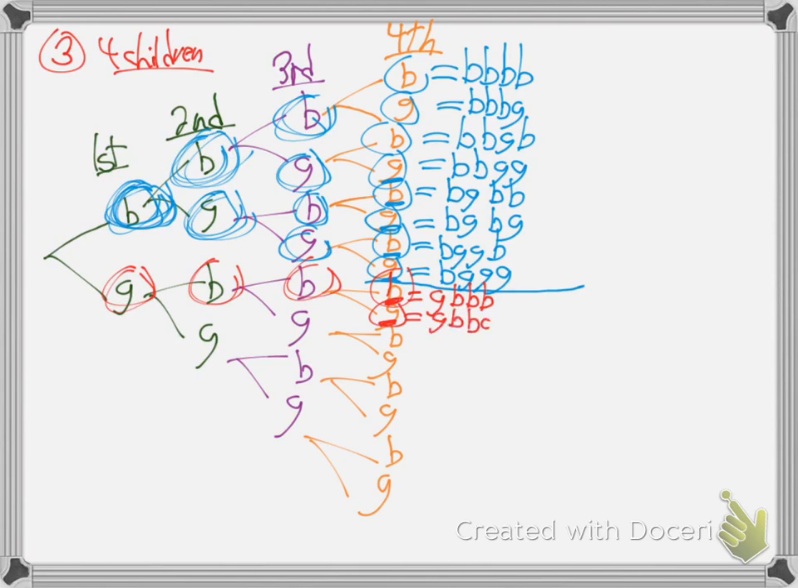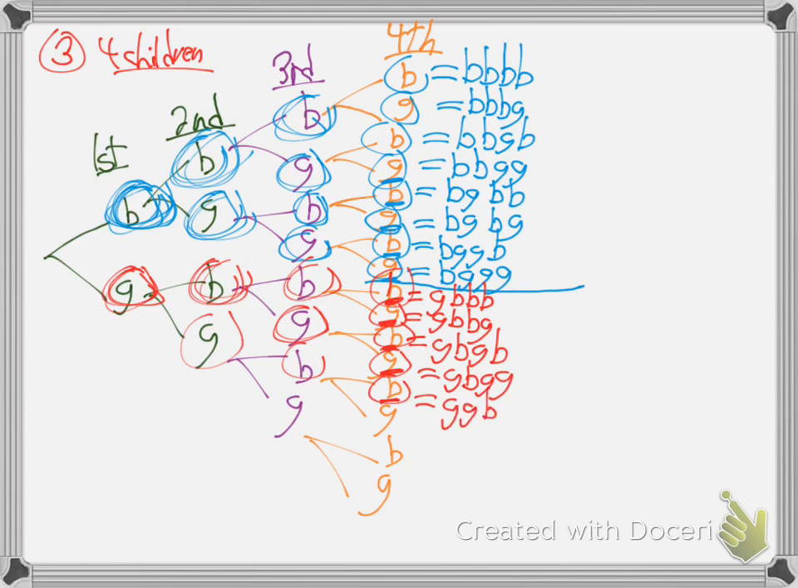Girl, boy, boy, girl. How do you get to this spot? Girl, boy, girl, boy. How do you get to this spot? Girl, boy, girl, girl. How do you get to this spot? Girl, girl, boy, boy.